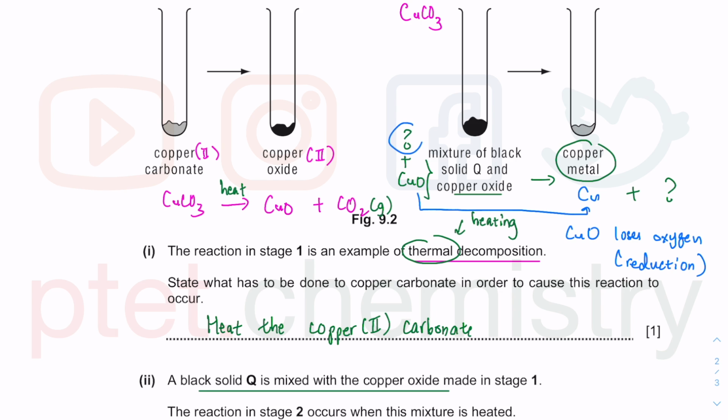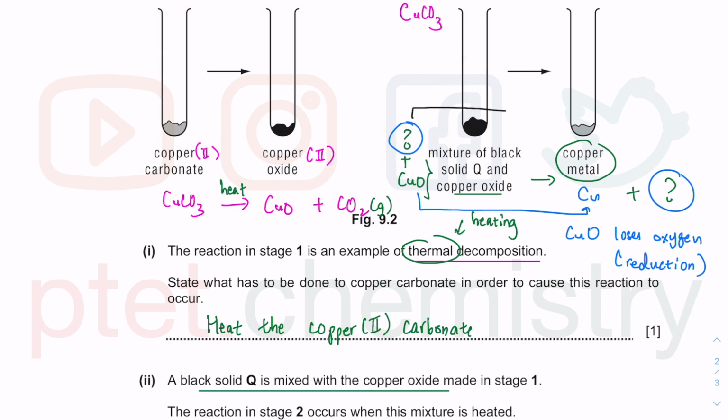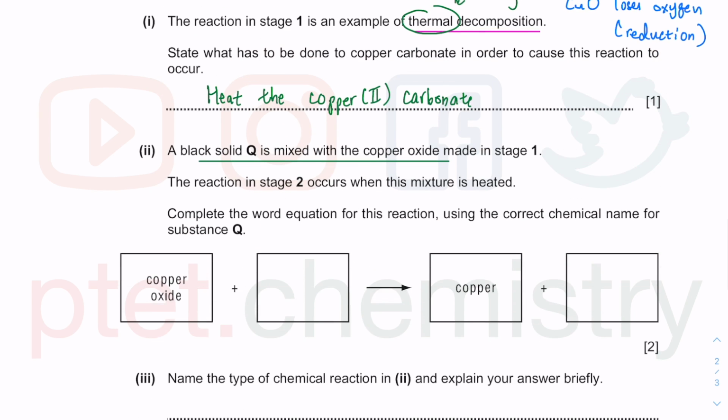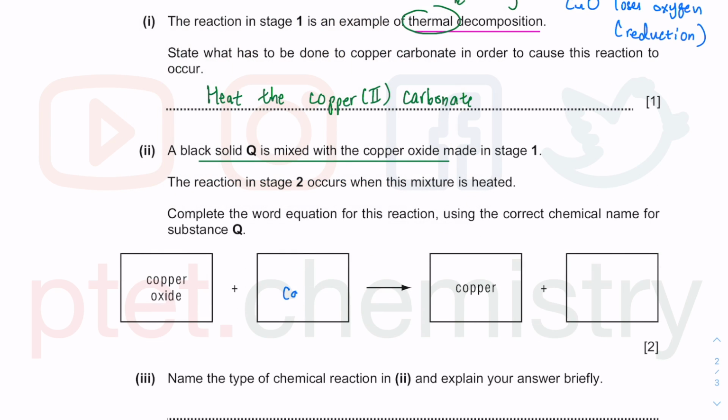So what is this something here? Well, that other substance definitely has to undergo oxidation, because oxidation and reduction happen together in the same reaction, a redox reaction, right? So copper oxide plus something gives you that other thing. That has to be your carbon. They only want the word equation, not the balanced equation at all, so just giving the chemical names.